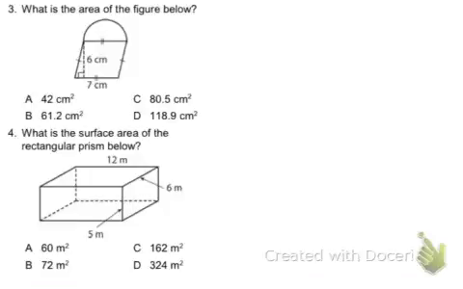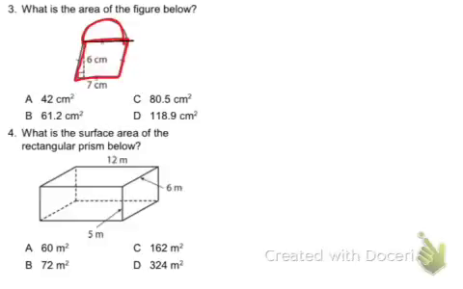All right, let's look at problems 3 and 4 on the Module 4 study guide. What's the area of the figure below? Okay, so we need the area of this parallelogram. We'll do that in red. This parallelogram and this semicircle.